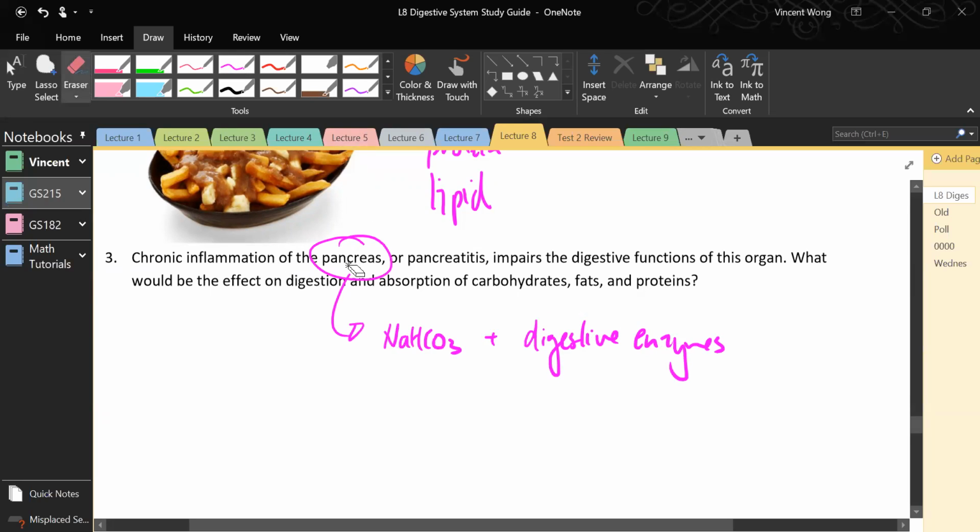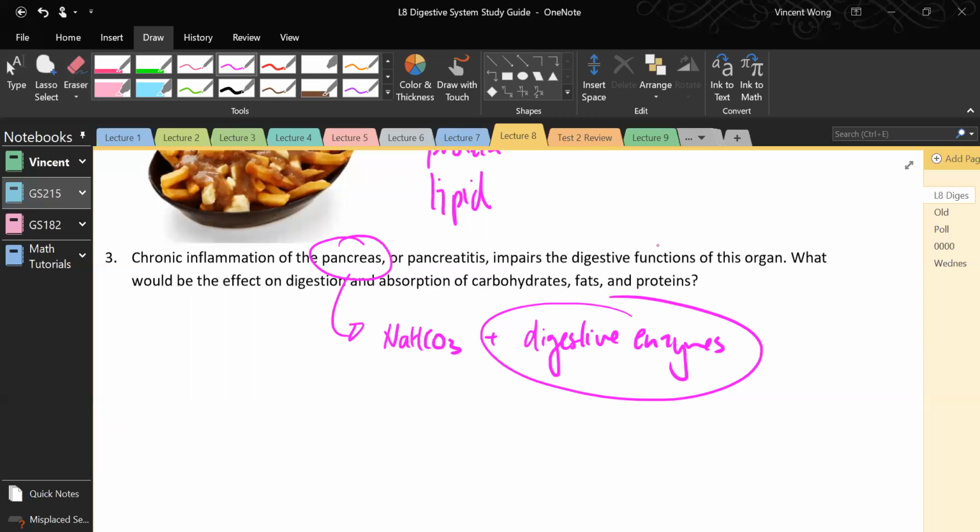So if it's experiencing inflammation, then these things are going to be compromised. Without the digestive enzymes, you would have trouble breaking down all of these macromolecules. Sure, you broke down a little bit of carbohydrates in the mouth and a bit of proteins in the stomach, but still a majority of the chemical digestion happens in the duodenum.